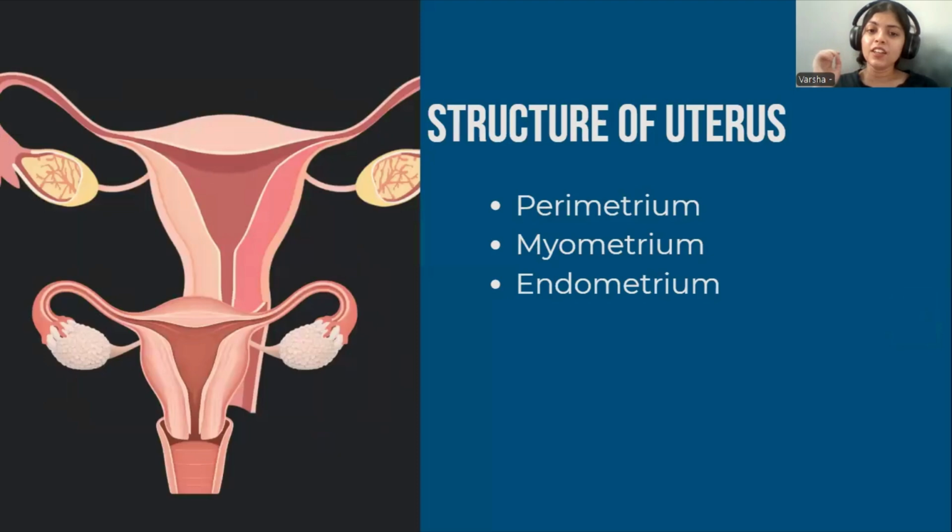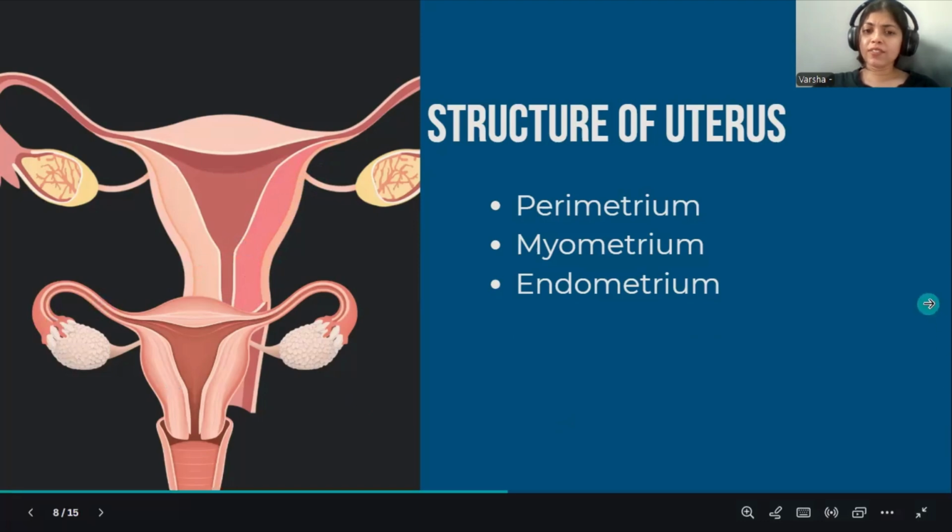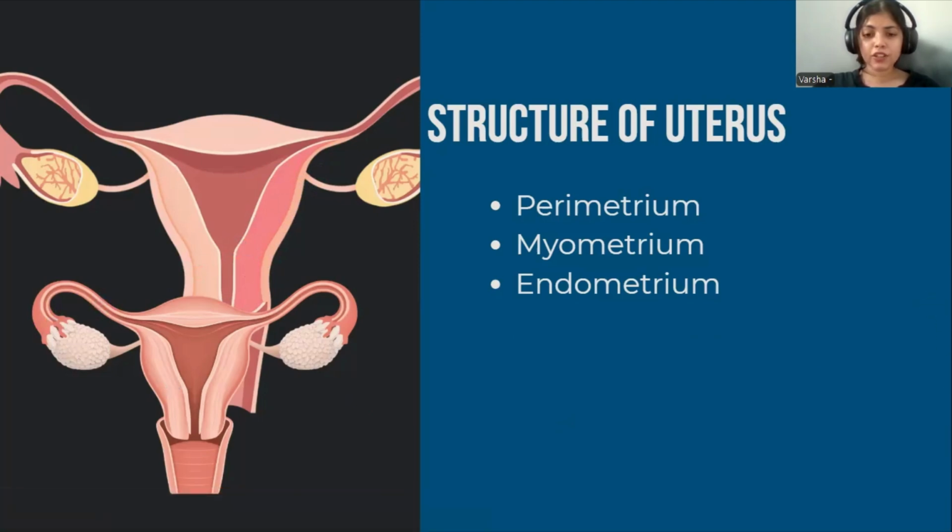Structure of the uterus. The uterus is a pear-shaped muscular organ. It is the site of implantation and the development of the embryo occurs here. The uterus has three layers. The outer layer is called perimetrium. From the word perimeter, you can remember perimetrium. The middle layer is myometrium, middle, myo, and the inner layer is endometrium. Endometrium is the most important. Why? Because implantation actually occurs in the endometrium lining.